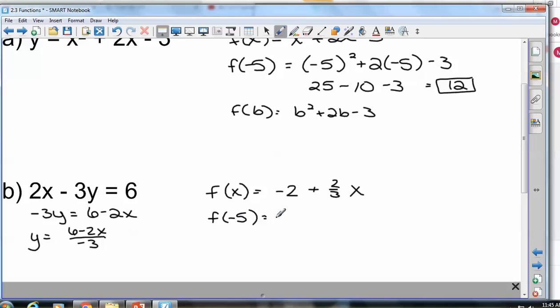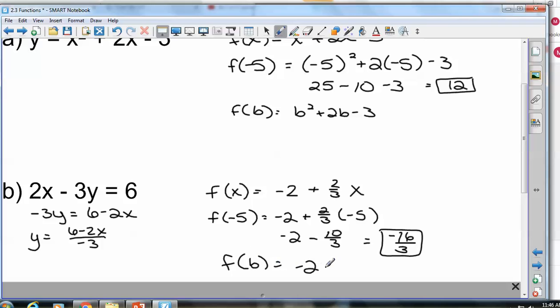So then f of negative 5, plug that in. You get negative 2 minus 10/3, which is what? And again, the f of b, all you do is change the variable to a b.